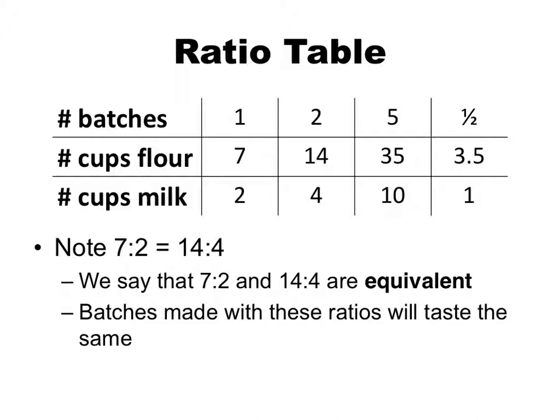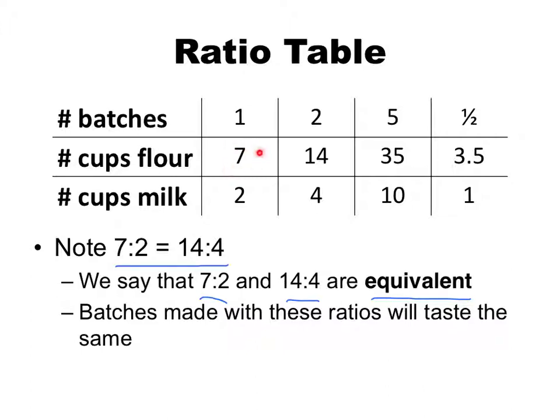Now here's the ratio table that we just formed, and let's note that this original ratio of 7 to 2 appears in the first column, and in the second column we have this new ratio of 14 to 4. Because both those ratios appear in columns of a ratio table, we say that this original ratio of 7 to 2 equals that new ratio of 14 to 4. And so we say that these ratios 7 to 2 and 14 to 4 are equivalent. Now what that means in practical terms is that batches made with these ratios will taste the same.